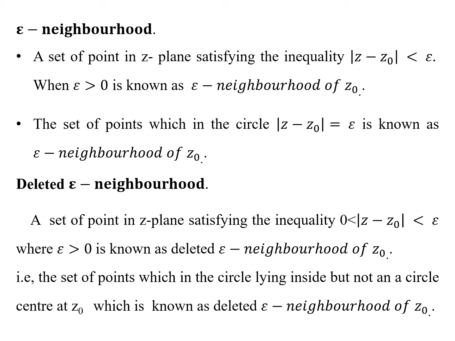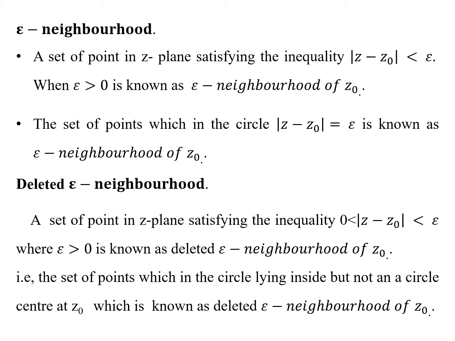So what does it mean? If you take a point, from that point we can draw a circle with some radius. Suppose we draw a circle with radius 2, meaning 2 is here epsilon. So we draw the circle with 2 centimeters, meaning the points around within 2 centimeters are the neighborhood of the z naught.